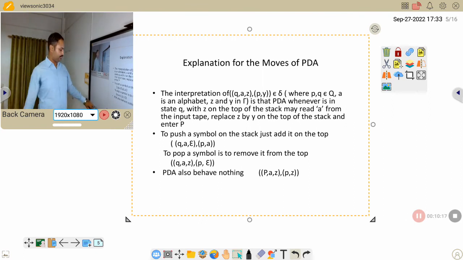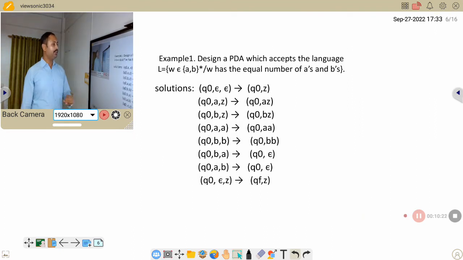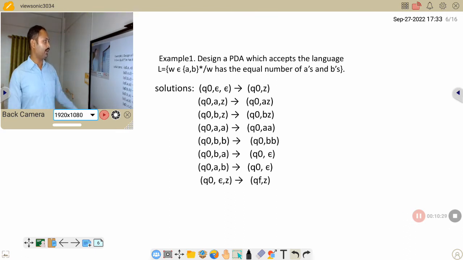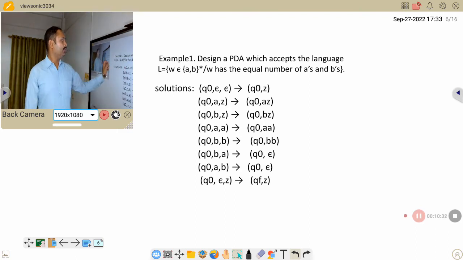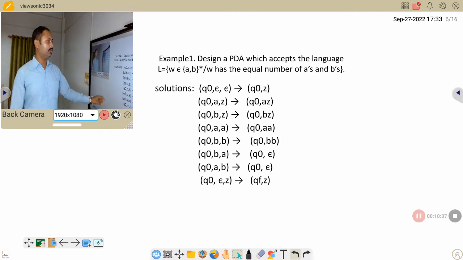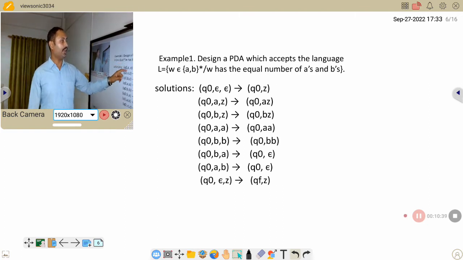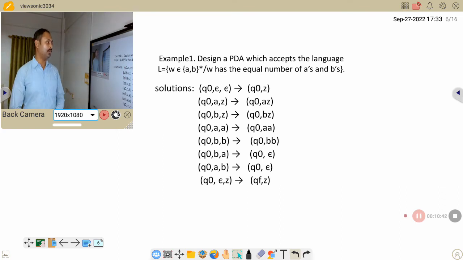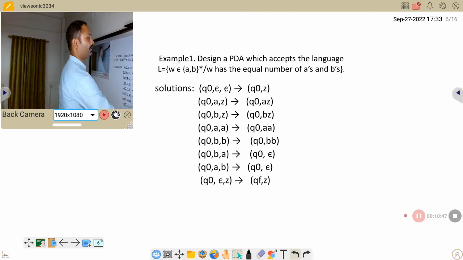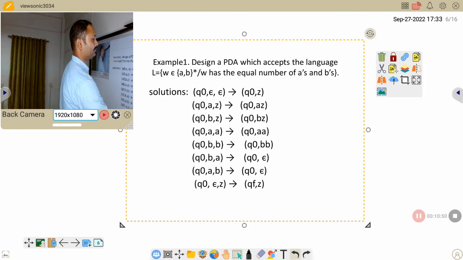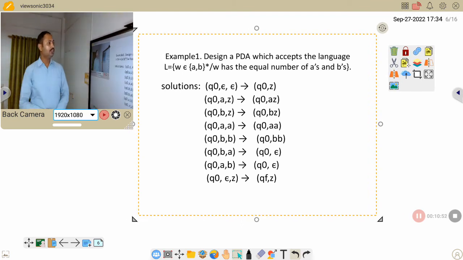Now we will see a few examples on pushdown automata. So this is our first example. The example says that we have to design a pushdown automata that can accept a language where W belongs to (A, B) whole star, where W is a string which has an equal number of A and an equal number of B. So how does W look like? It has an equal number of A and an equal number of B.